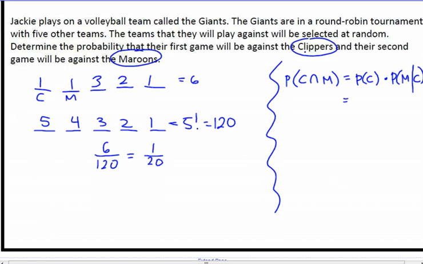What's the probability of getting Clippers to play first? One out of five. Times, what's the probability of the Maroons being second given that the Clippers are first? One out of four. What's 1/5 times 1/4? Remember, with fractions we go straight across. 1 out of 20. 1/20. Okay? So in an and situation, we want Clippers first and then Maroons. Now this is a dependent situation because the second probability was changed because of the first.